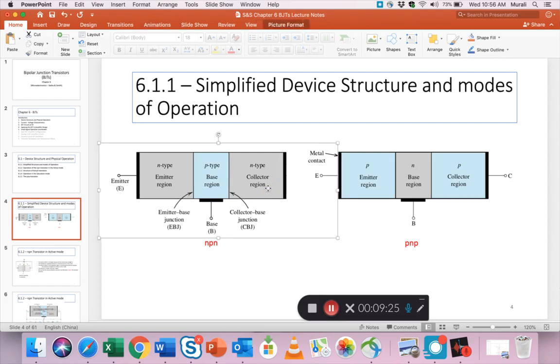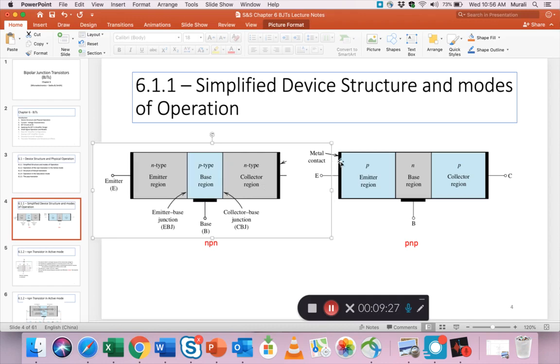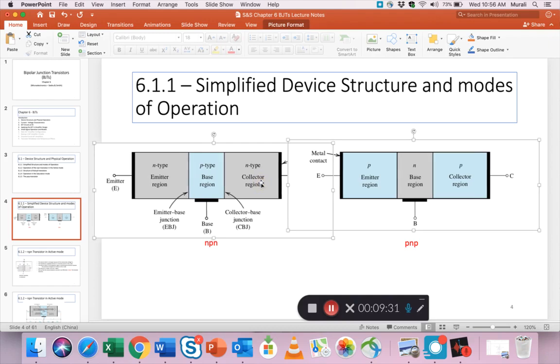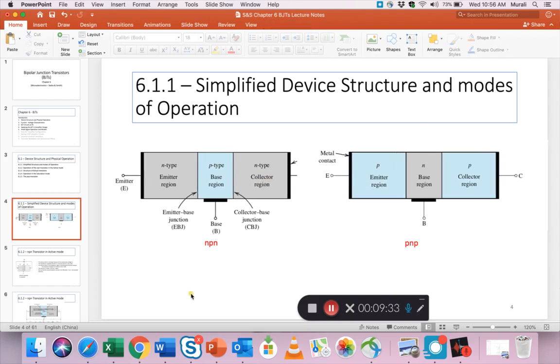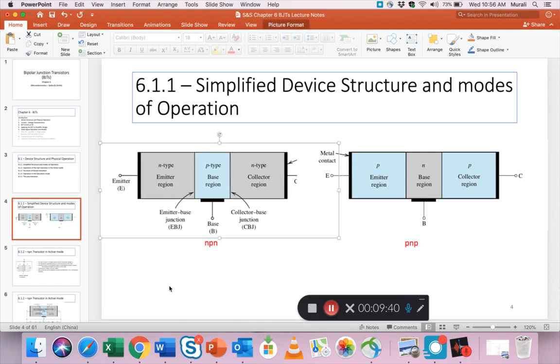If I move this, oh, there you go. You can see it now. Okay. So that is your first introduction to emitter, base, and collector, and the PNP and NPN semiconductor structure.